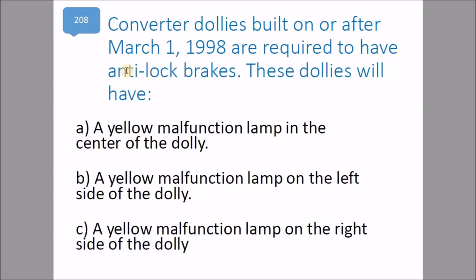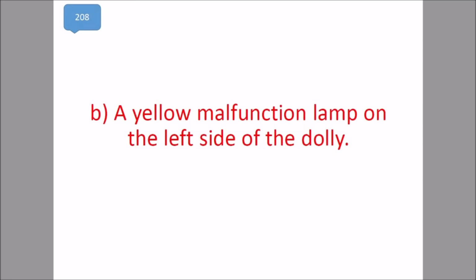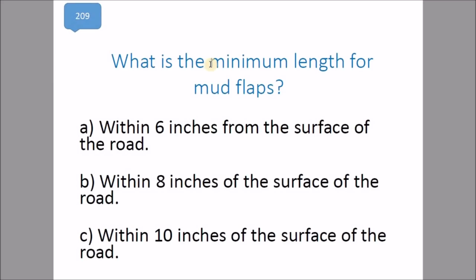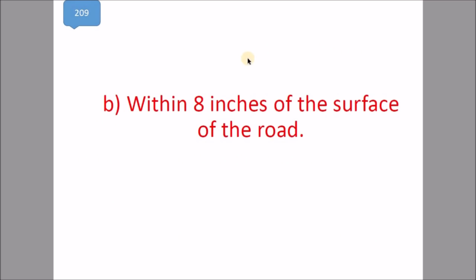Converter dollies built on or after March 1st, 1998 are required to have anti-lock brakes. These dollies will have a yellow malfunction lamp on the left side of the dolly. That is correct. A yellow malfunction lamp on the left side of the dolly. What is the minimum length for mud flaps? Within 8 inches of the surface of the road. That is correct. Within 8 inches of the surface of the road.